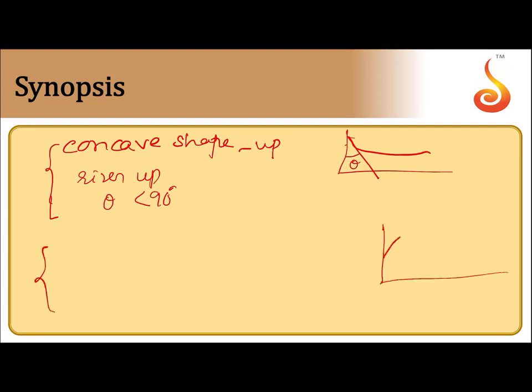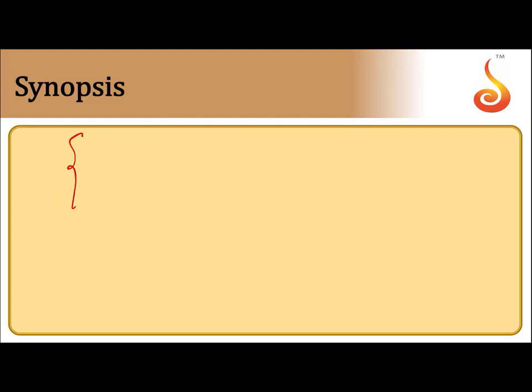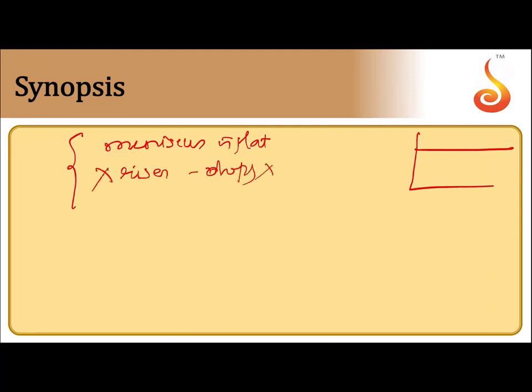Suppose you have this case. Then this is the tangent and this is your angle. So this time it is convex shape up and the liquid falls down, or say there is a drop, and theta is greater than 90 degree. Third case is the meniscus is flat. For example, here you can consider the meniscus to be flat. So this happens and the liquid neither rises nor drops. There is no rise, there is no drop, and it gives rise to theta equal to 90 degree. So angle of contact is this particular angle.